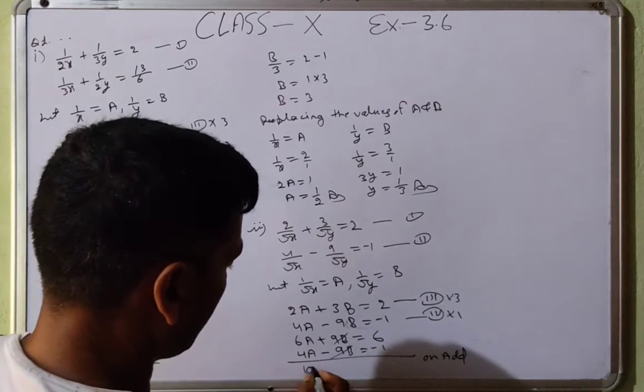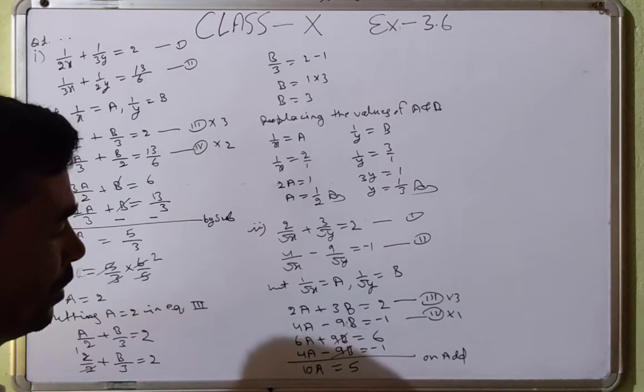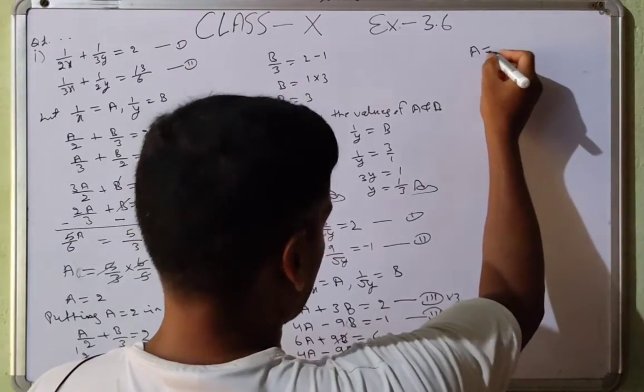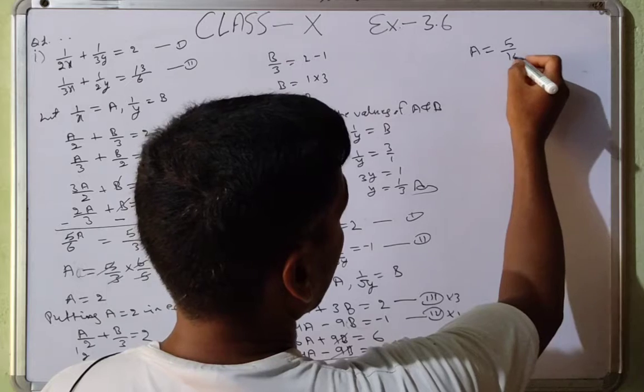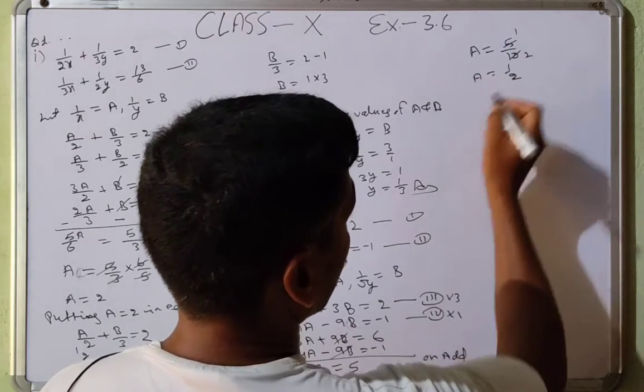6a plus 4a is 10a is equal to 5. So a is equal to 5 upon 10. So 5 times 1 is 5, 5 times 2 is 10. A is equal to 1 upon 2.